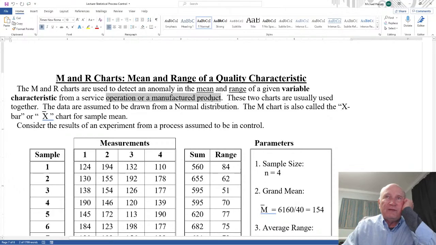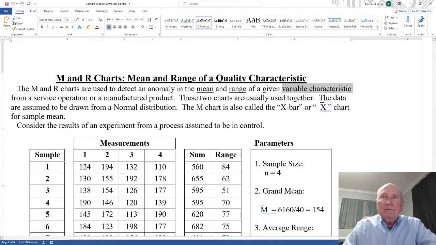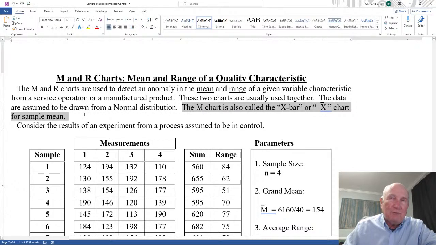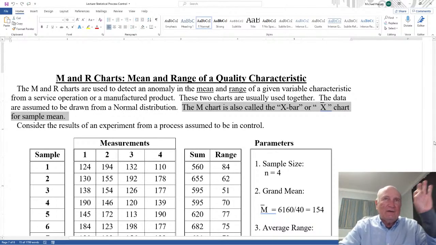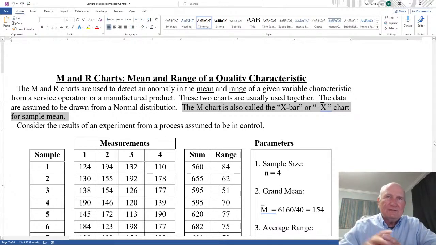From a service operation or manufactured product, these 2 charts are usually used together. The data are assumed to be drawn from a normal distribution. The M chart is called the X bar chart, or X bar chart for sample mean. I'm using M for mean because I have P for proportion, C for count, R for range. So it seems logical to me to say M for mean. Okay, but a lot of times they have an X bar in there. But it's a sample mean, that's all it is.